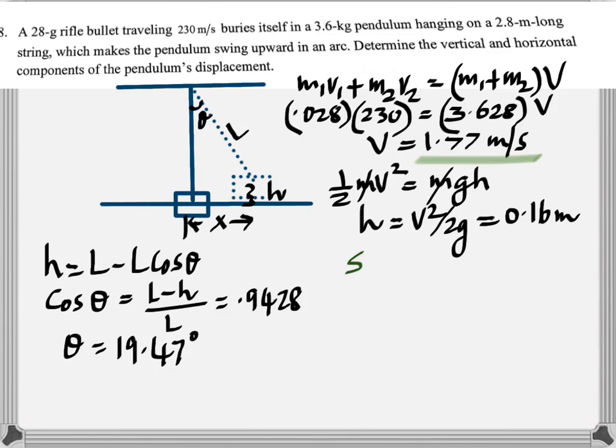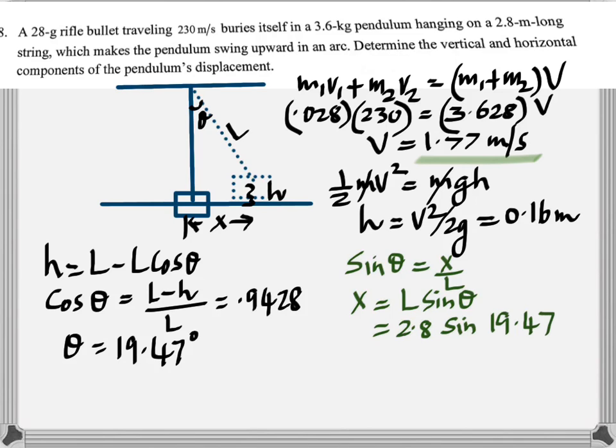Once you get the angle from the right angle triangle, sine theta is x divided by the length, and so x is L sine theta, which gives you 2.8 sine 19.47, and so x is 0.933 meter.